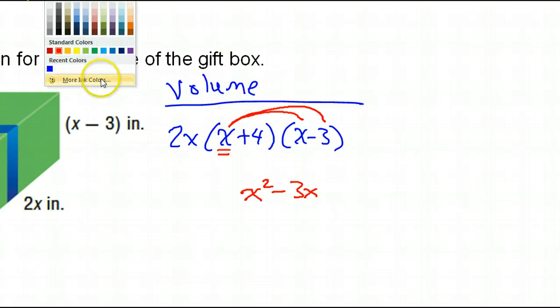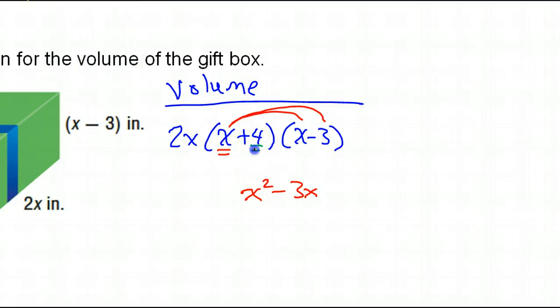Then I'm going to switch it up. Let's see, I'll go green. Now look at the 4. I'm going to take the 4 and distribute like that. So 4 times x will be plus 4x. 4 times negative 3, that's negative 12. Okay. Meanwhile, I've got this 2x out front.